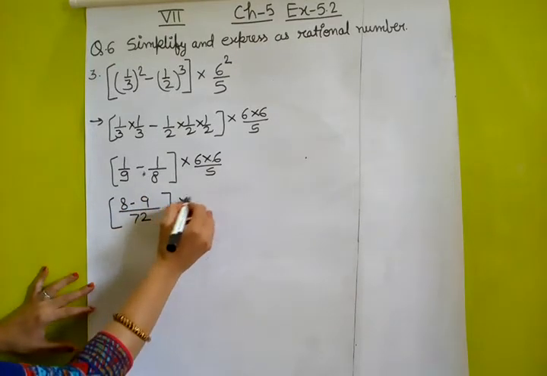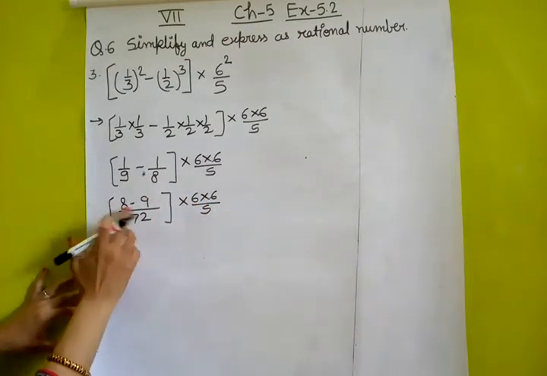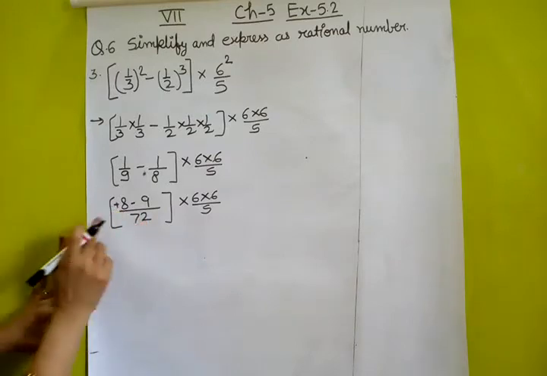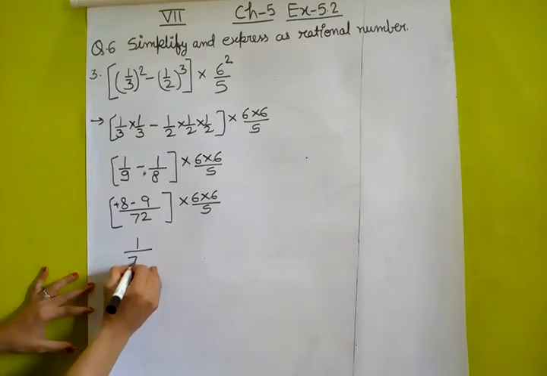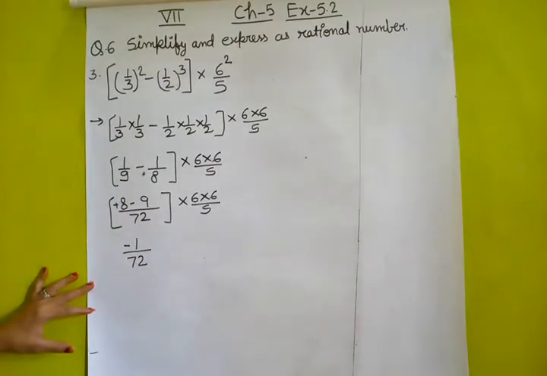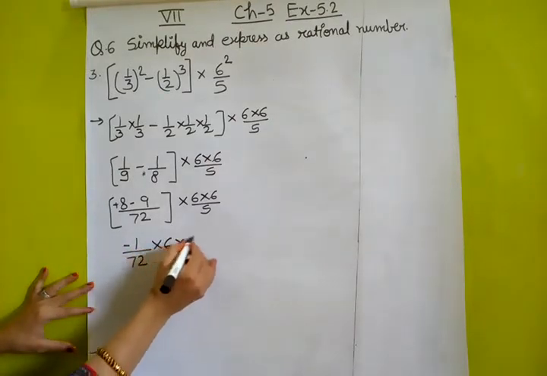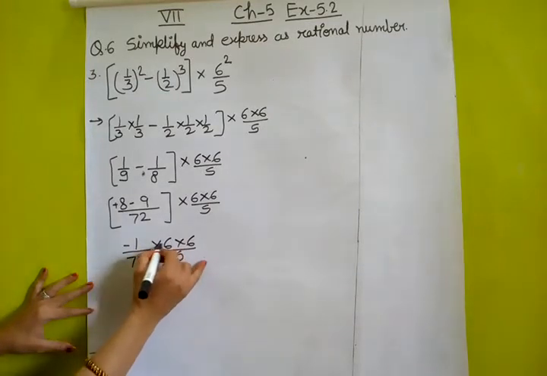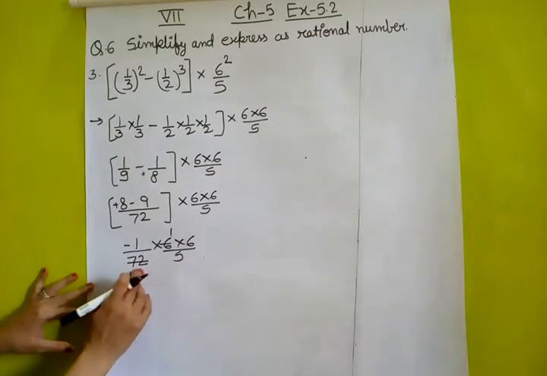After that students, here again 6 multiply 6 upon 5. Now here students, plus minus will be minus because 8 is having plus sign. Plus minus is minus. 9 minus 8, it will be 1 upon 72. But the sign of this one will come with minus sign. Now next one, 6 multiply 6 upon 5. Now you can cut this 72 by 6. 6 ones are 6. Here 6 ones are 6. Now 1 is remaining. It will be 12.